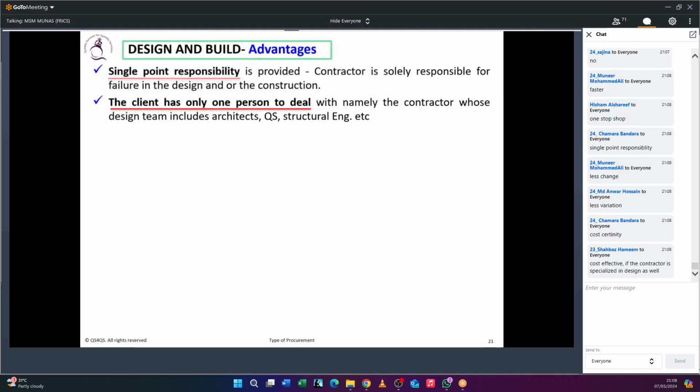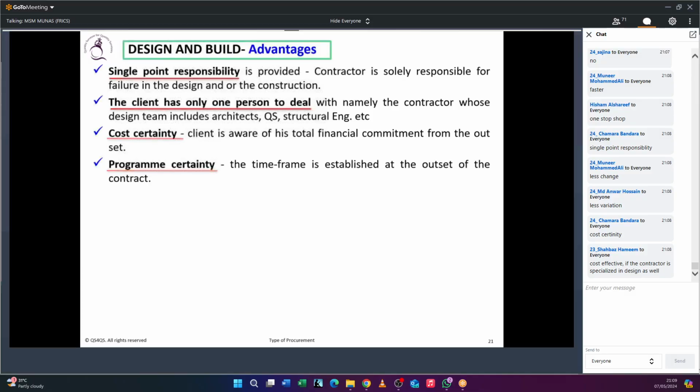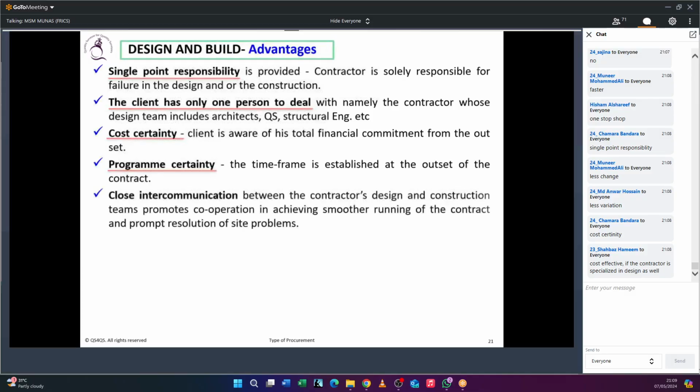You told it very well. The client needs to deal with only one person who acts as a designer and the consultant. Sorry, contractor and the designer. And the cost certainty is there. The program certainty is there. Compared to the traditional method, the design is done by one team and the construction by a different team. Both are different business sectors. The communication between them is lesser compared to the communication between the contractor's design team and the construction team. So more efficient.